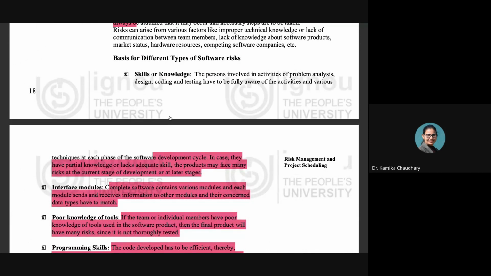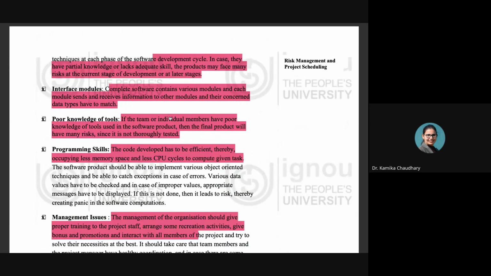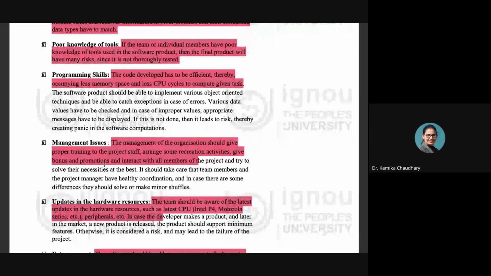What was the basis for the different types of software risk? It could arise in the interface module, from poor knowledge of the tools among team members, or from a less skilled workforce not very proficient in programming. Then there could be management issues, updates in hardware resources, or extra support required. Customer risk, external risk, and commercial risk were all discussed.